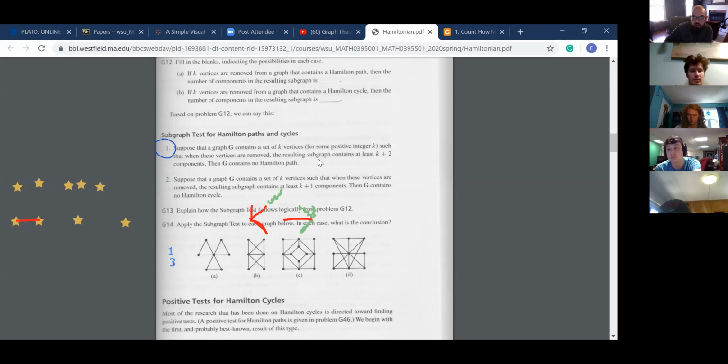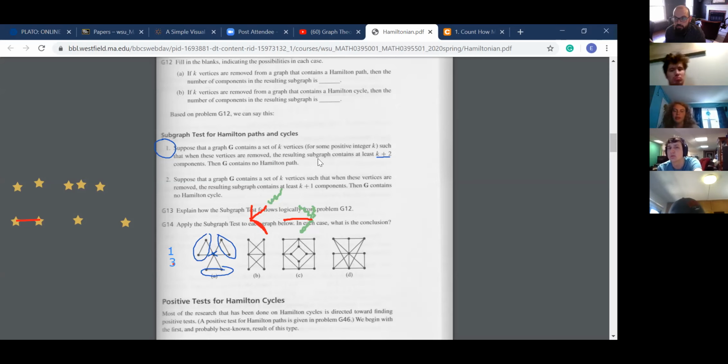You take away this, you'll get 1, 2, 3 components. So k is 1 and the number of components is 3. So we're in the k plus 2 range. There's not even a Hamiltonian path, and if there's no path, there's no Hamiltonian cycle.